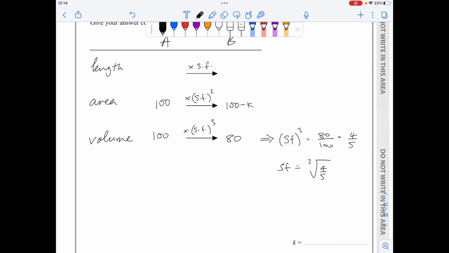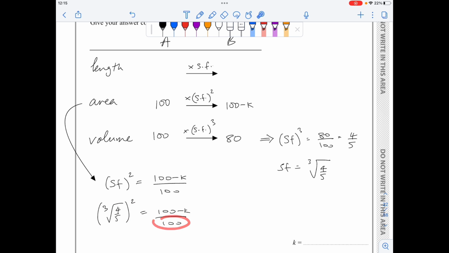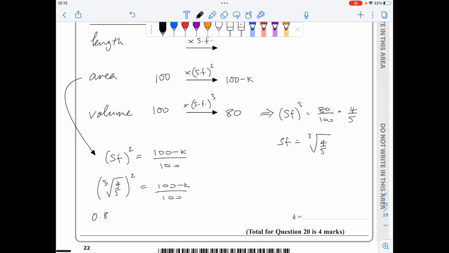Now, if I apply this concept for the area, I will get scale factor squared is equal to 100 minus k over 100. Substitute the scale factor you found from the volume, so the cube root of 4 over 5, then squared is equal to 100 minus k over 100. Now plug this in the calculator. So 0.8617 and so on equals 100 minus k over 100. Multiply by 100, you get 86.17 equals 100 minus k. So k is equal to 100 minus 86.17. And this comes out to be 13.8, correct to three significant figures.